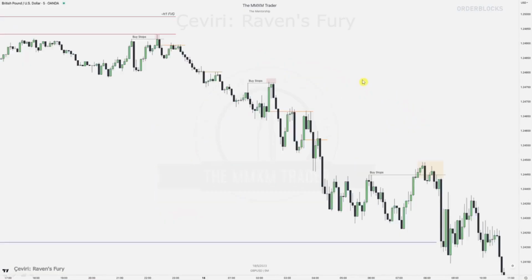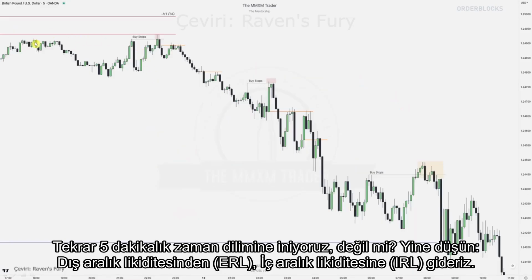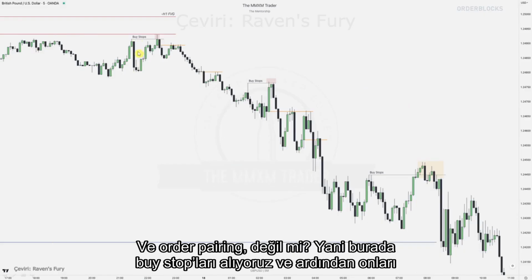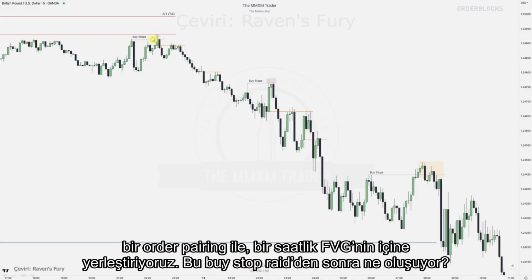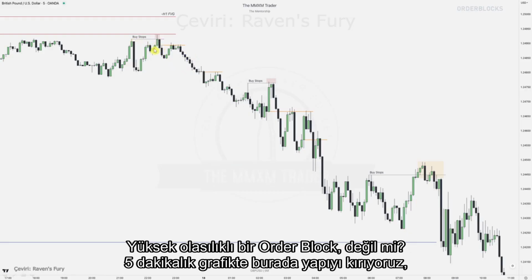dropping into that 5-minute time frame, right? Again, think about external to internal range liquidity and order pairing, right? So we take out these buy stops up here, and then we raid it here with an order pairing into that 1 hour fair value gap. After this buy stop raid, we form what? A high probability order block, right?